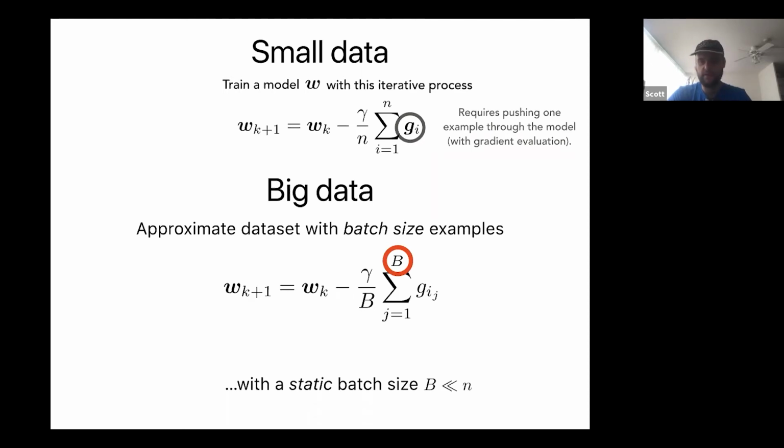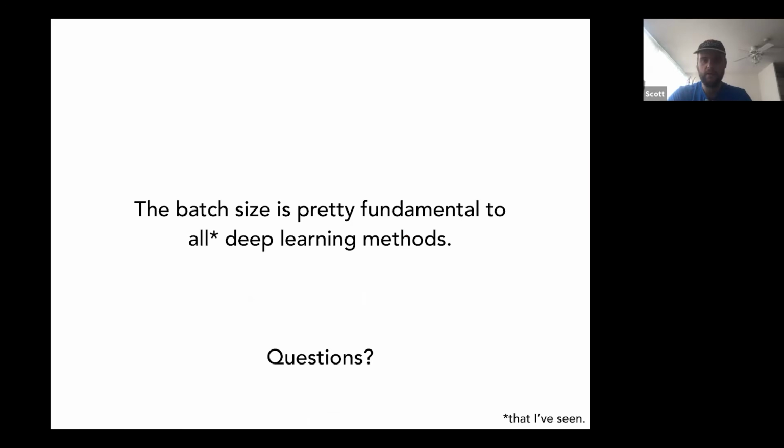So all this really says is that B is static throughout optimization typically, and B is much smaller than N. So the takeaway from that was that the batch size is pretty critical to all the deep learning methods I've seen. Now I want to make sure, so understanding the batch size is pretty critical to the rest of the presentation. What questions do you have?